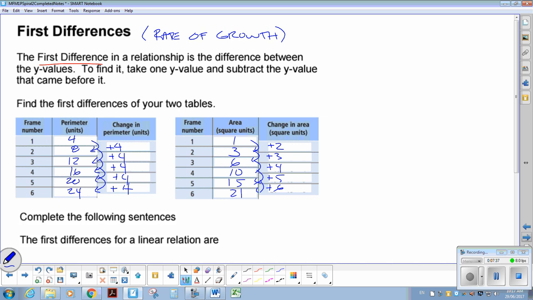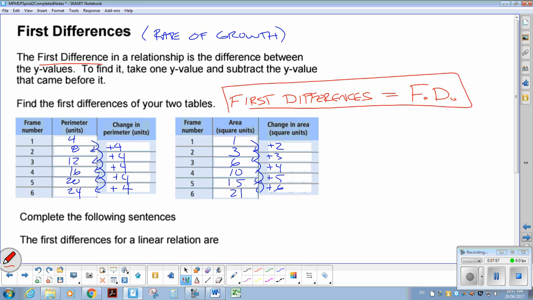So there we go. So we know that if our first differences, and I'm going to write this in here because I don't like, first differences is a long thing to write out. So this is what we do in the math world. First differences equal FD, fire department. All right, so first differences are these two columns.